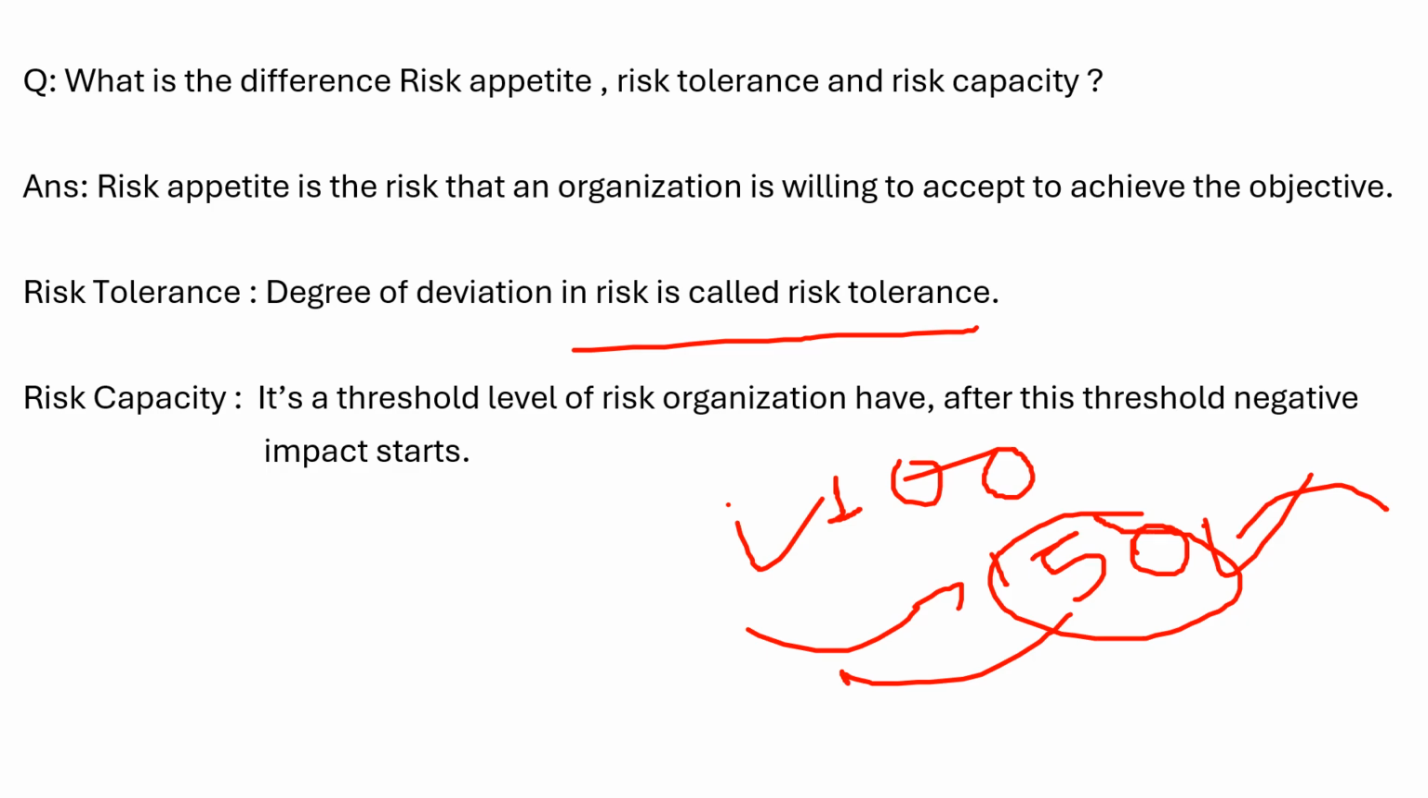That means I can just add the additional risk of 150 rupees, which is called the risk tolerance. So the degree of deviation. In this example, 150 is the degree of deviation. Risk capacity is a threshold level. It's a threshold level of risk the organization has, after which the negative impact starts. So this is the basic difference between appetite, tolerance and risk capacity.